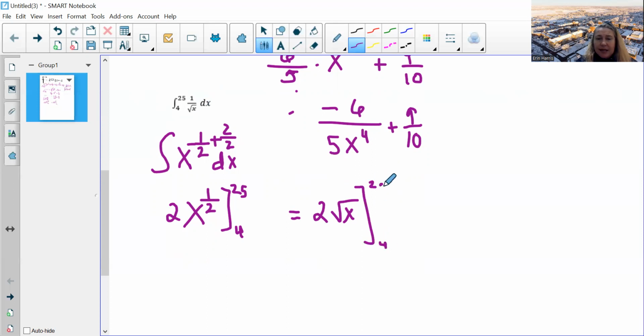Okay, and wasn't that nice of me? I gave you perfect squares. So you have 2 times 5 minus 2 times radical 4, which is 2. So 10 minus 4 is 6.